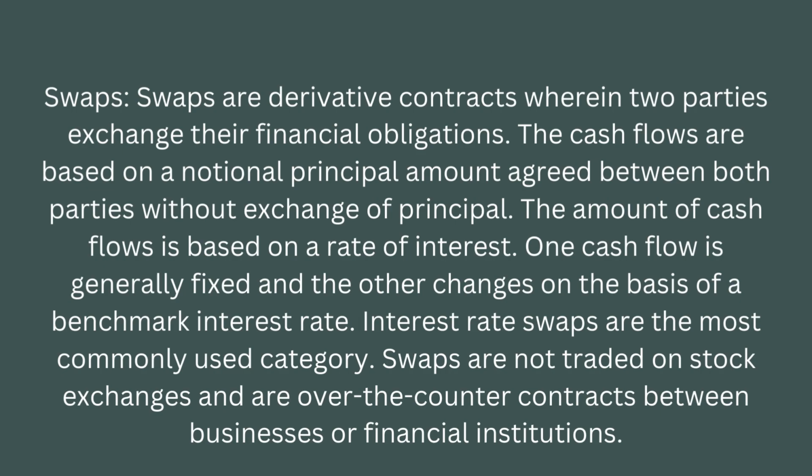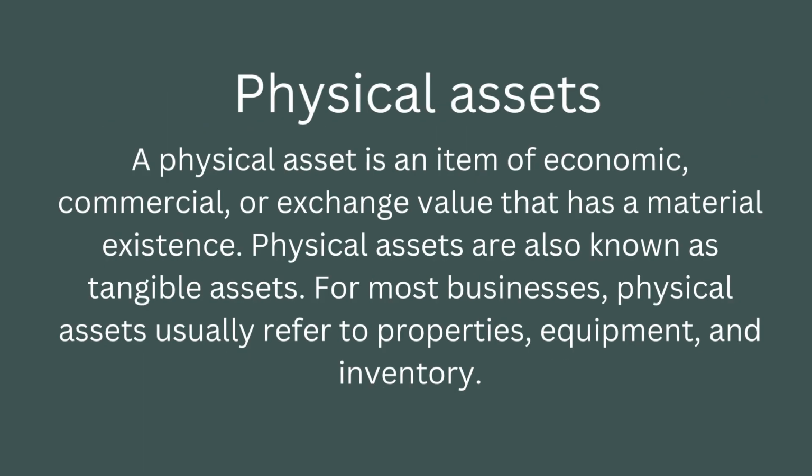Then we have the last one, which is physical assets. A physical asset is an item of economic, commercial, or exchange value that has a material existence. Physical assets are also known as tangible assets for most businesses. Physical assets usually refer to properties, equipment, and inventory.